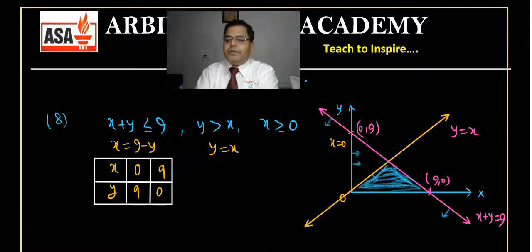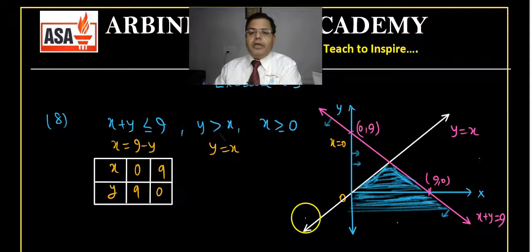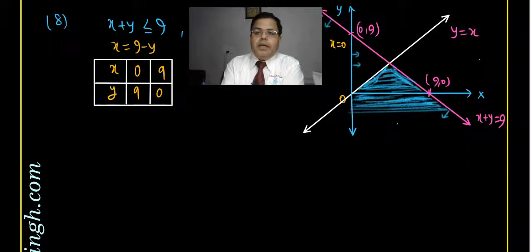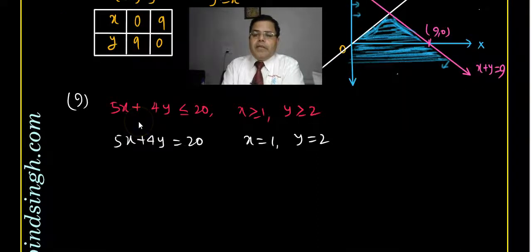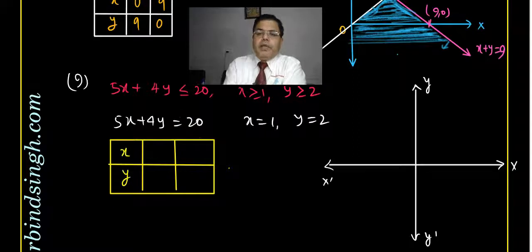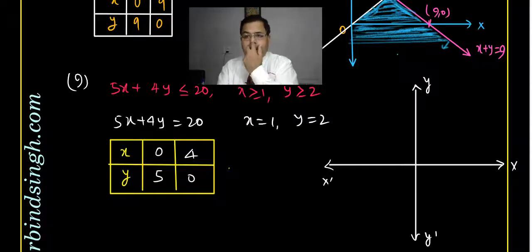Now let us discuss some more questions. Question number 9 is given: 5x plus 4y is less than or equal to 20, x is greater than or equal to 1 and y is greater than or equal to 2. The graph can be plotted using what we did earlier. If we make a table, when x is equal to 0, y is equal to 5, and when y is equal to 0, 5x is 20, so x is equal to 4. So the points are x 0, y 5, and x 4, y 0.